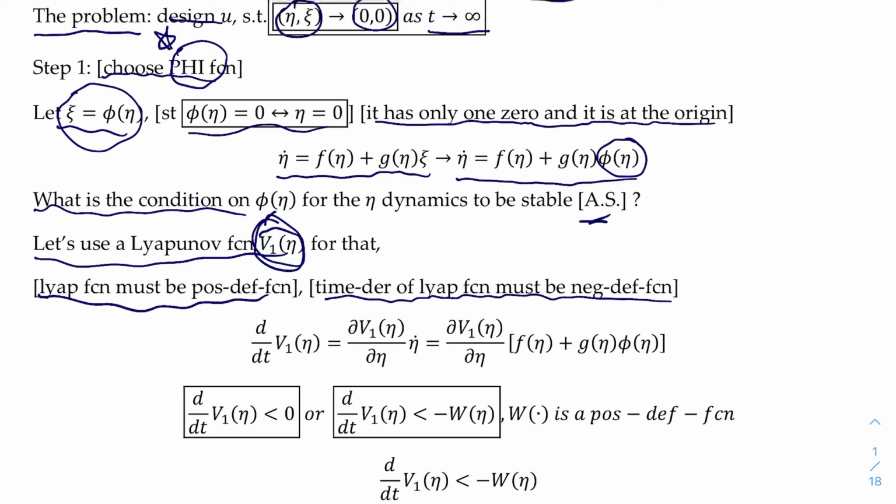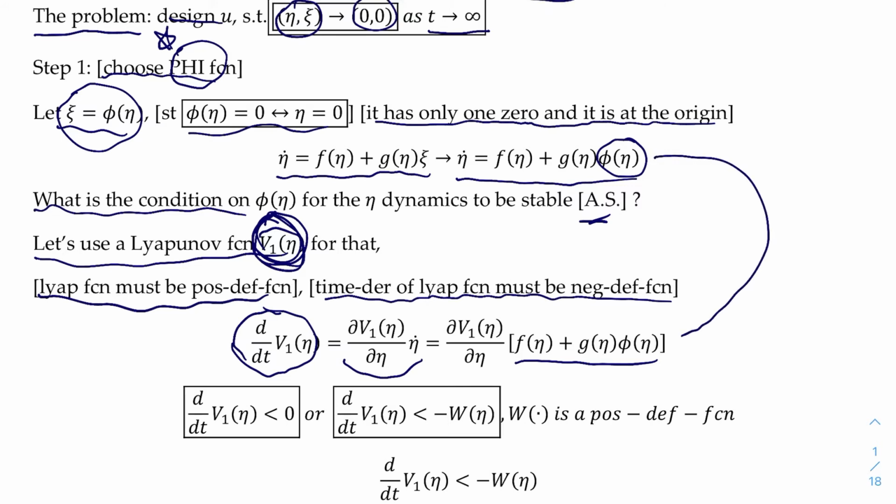Since we assume that we know, or we will choose, a V, a Lyapunov function, let's focus on the time derivative of that. Time derivative can be written like this. And what's eta dot? Eta dot is this, right? So we are focusing on this problem. This is something that we need to focus on right now.